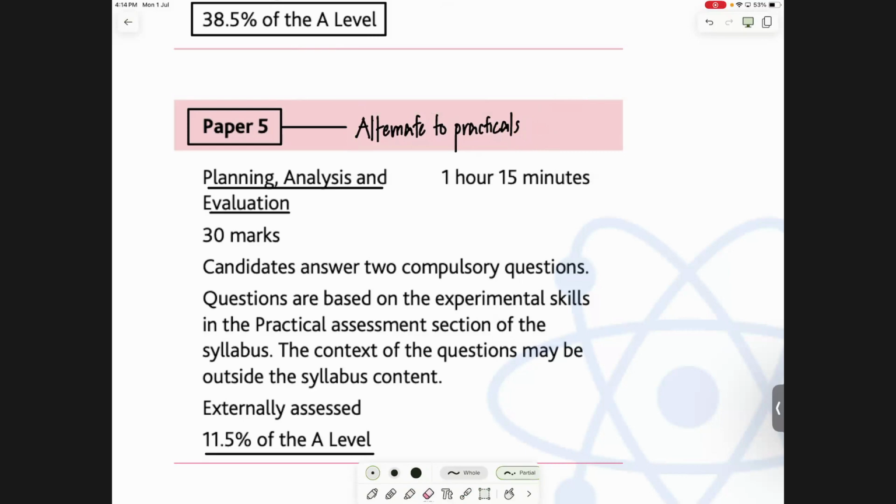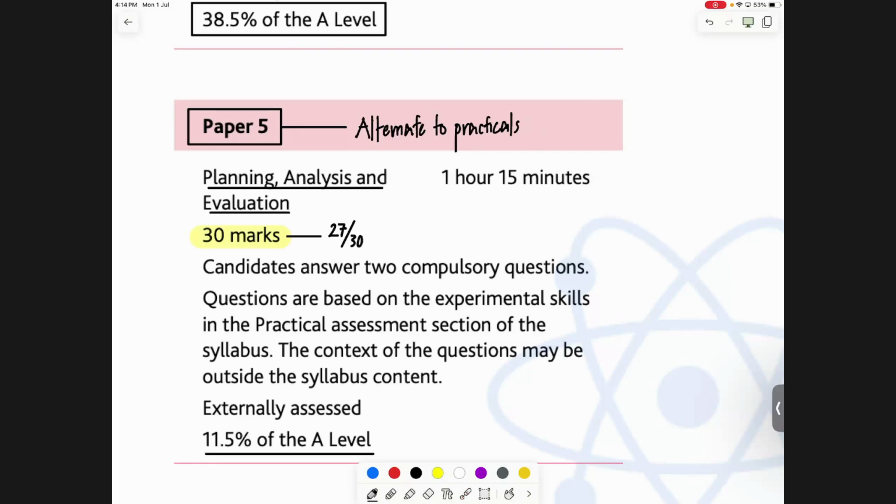This is the easiest paper in A levels. Okay, full stop. I mean, there's no other comparison to this. I'll tell you why it's the easiest paper in A levels. It's because it's 30 marks, right? And to get an A star, you need to get how much? 27 out of 30, 90%, right?